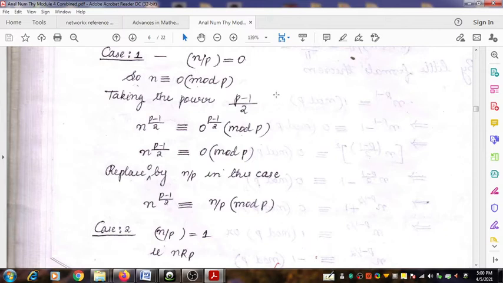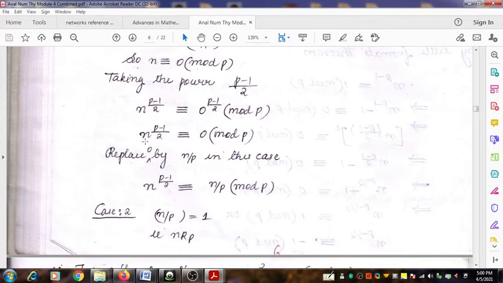Thus we obtain n raised to (p minus 1)/2 is congruent to 0 raised to (p minus 1)/2. This is by applying the multiplication rule of congruence equations. So 0 raised to (p minus 1)/2 is congruent to 0 mod p. Therefore n raised to the power (p minus 1)/2 is congruent to 0 mod p. Here we get 0.